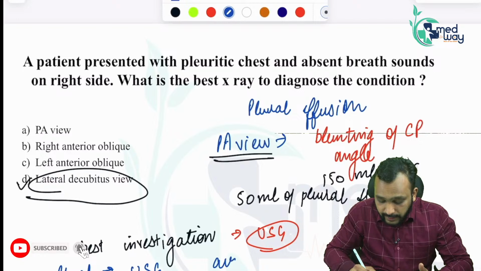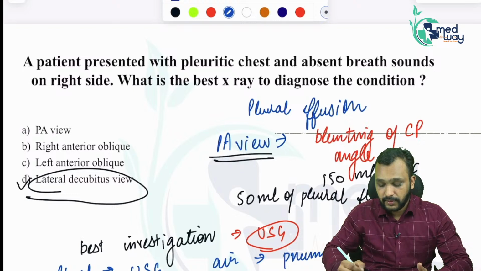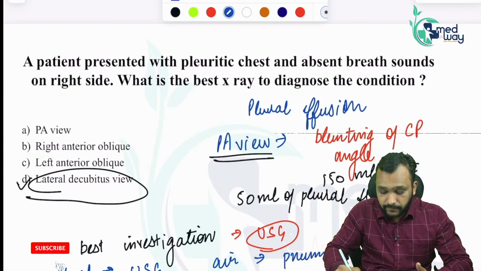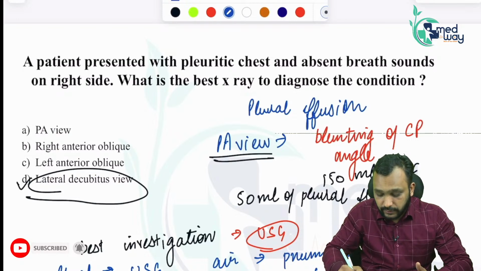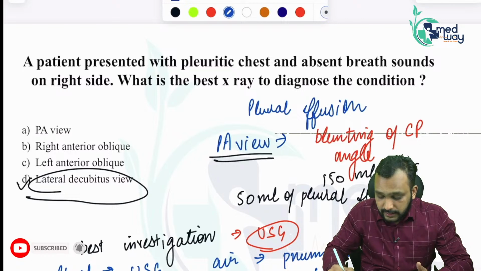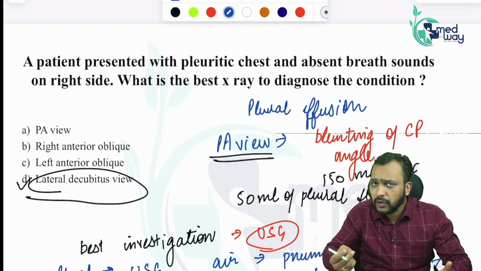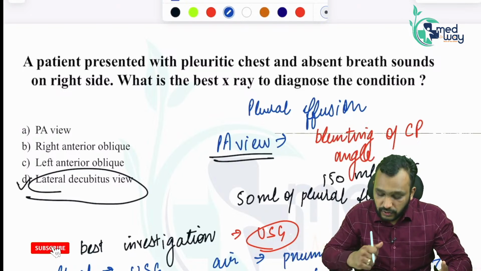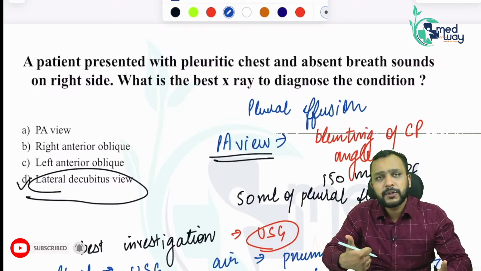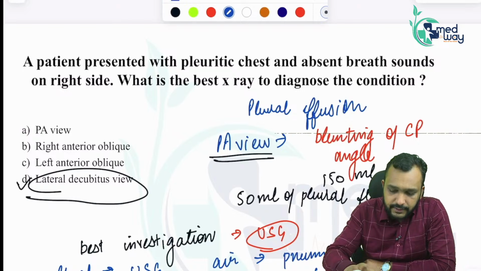If you have to pick up air anywhere in the body, whether it is pneumothorax or pneumoperitoneum, then what is the best investigation of choice to pick up these conditions? Can anyone tell me? It is non-contrast CT. If you have to pick up pneumothorax, again non-contrast CT will be the investigation of choice for pneumothorax, pneumoperitoneum, and also for pneumomediastinum.